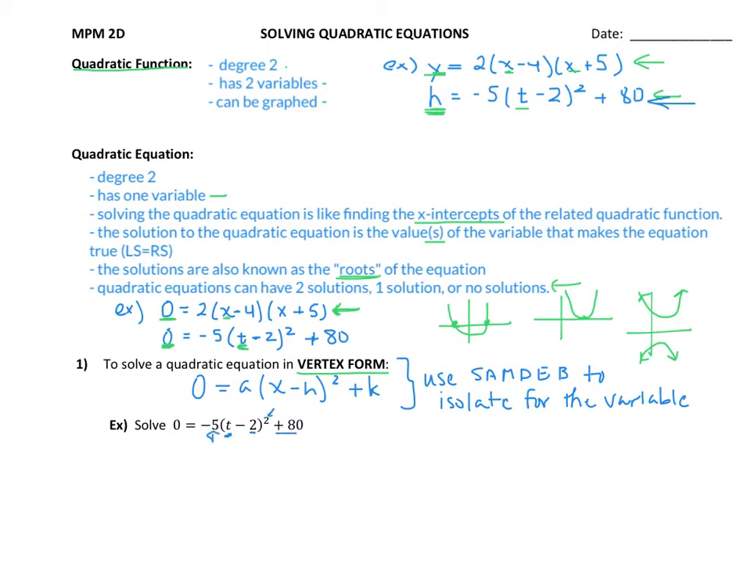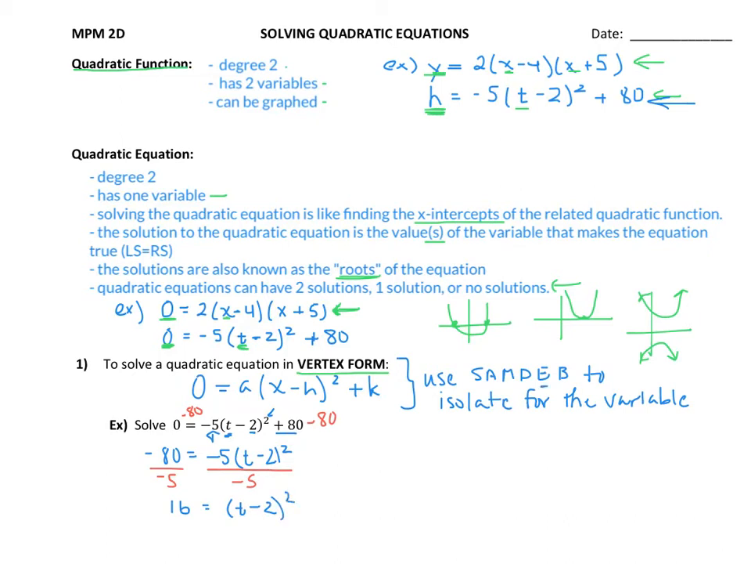So we're going to undo the plus first by subtracting 80 from both sides. So we're doing SAMDEB, undoing adding and subtracting first. So we're going to end up with negative 80 being equal to negative 5 bracket t minus 2 all squared. Okay, so I've undone the adding by subtracting. Now I'm going to undo the multiplying. So I'm multiplying by negative 5. I'm going to undo that by dividing both sides by negative 5. And negative 80 divided by negative 5 is 16. So 16 is going to equal my t minus 2 all squared.